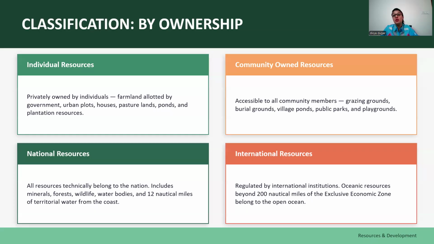Now community owned resources are those owned by a full community, like public parks, village ponds, playgrounds. Resources owned by the community are known as community owned resources. Again, examples are village ponds, public parks, playgrounds, etc.